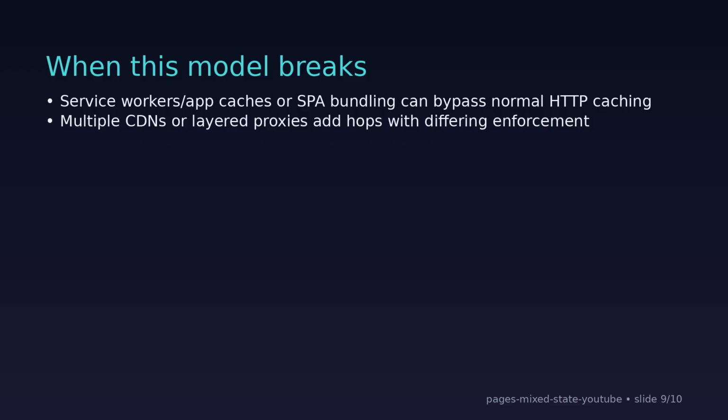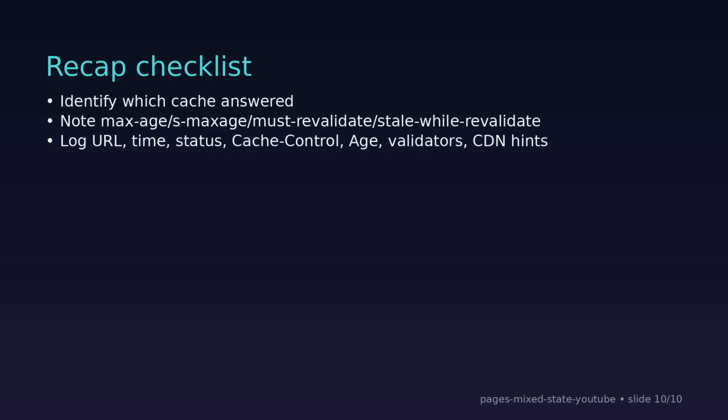Quick recap. Identify which cache answered. Look at Age, Via or CF-Cache-Status, and whether a CDN sits in front. Read Cache-Control fully: max-age, s-maxage, no-cache, must-revalidate, stale-while-revalidate. Probe with curl -i plus an optional Cache-Control: no-cache to force revalidation. When debugging deploys, log the URL, time, status, Cache-Control, Age, validators like ETag or Last-Modified, and any CDN hints. Keep claims modest. This behavior is typical, not guaranteed across CDNs and browsers.